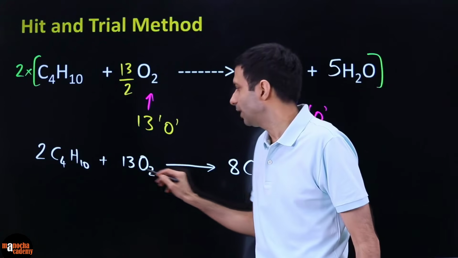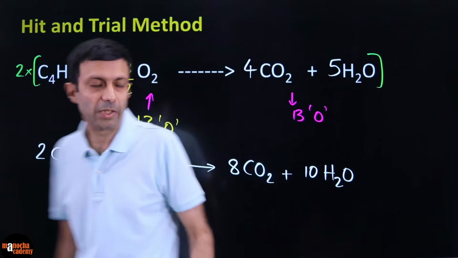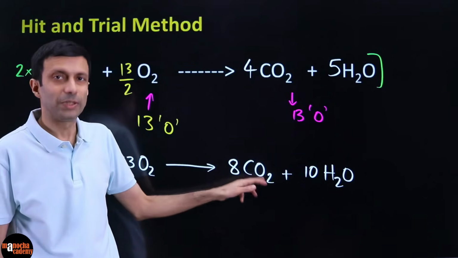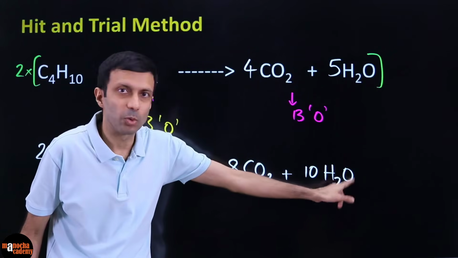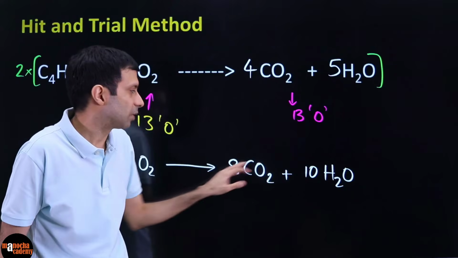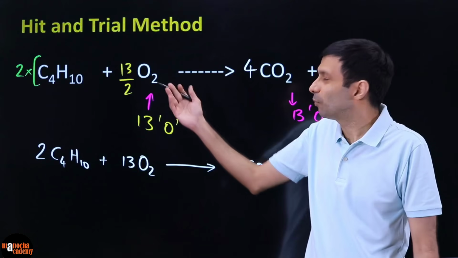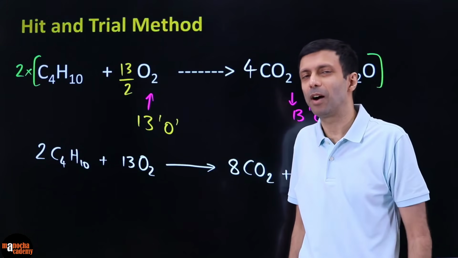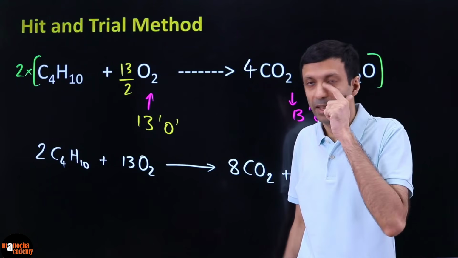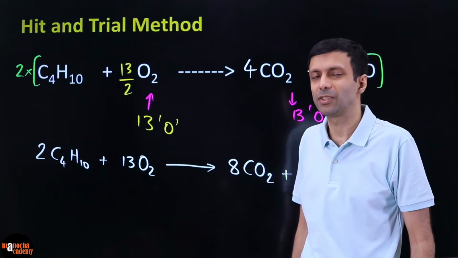Oxygen how much? 13 times 2, 26. Please check over here. 8 times 2, 16, plus 10 times 1. Remember H2O1. So 16 plus 10, 26. We are balanced. So the fractions can be really, really powerful and very fast if you have one element remaining like this, right?